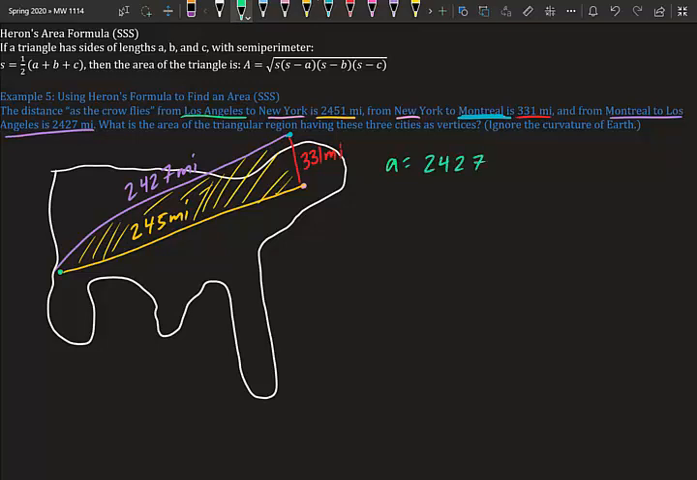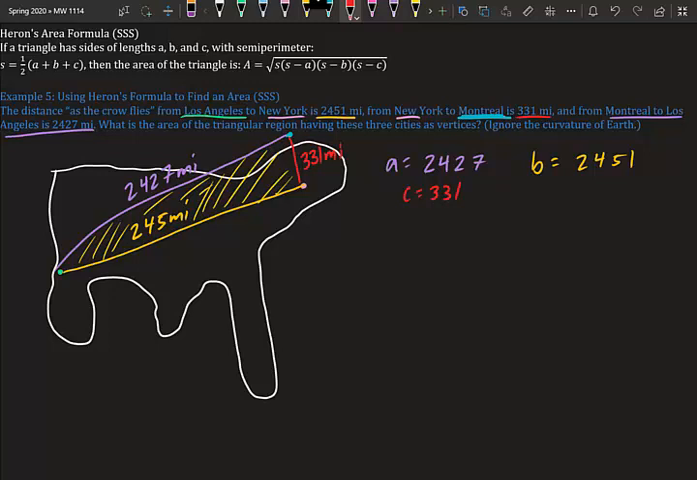2,427. We're going to say B is 2,451. Oh, my bad. Wrong color. And C is 331. Those are all interchangeable. Just label them right before you do anything.